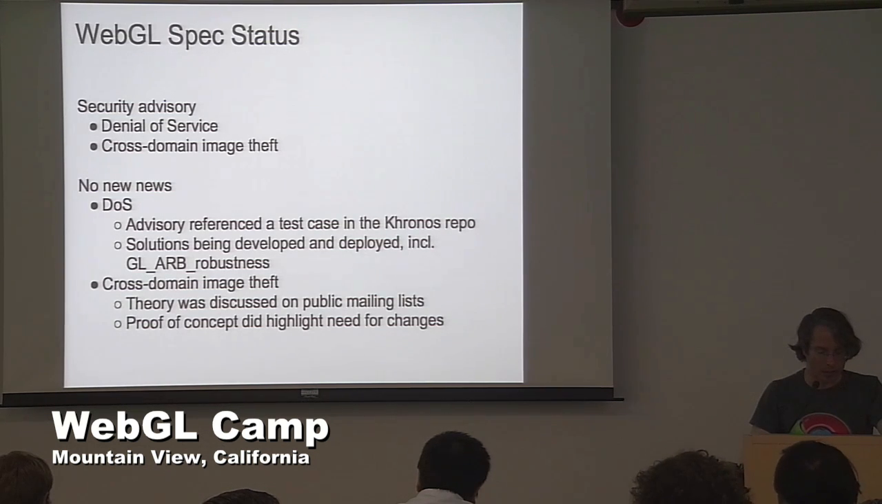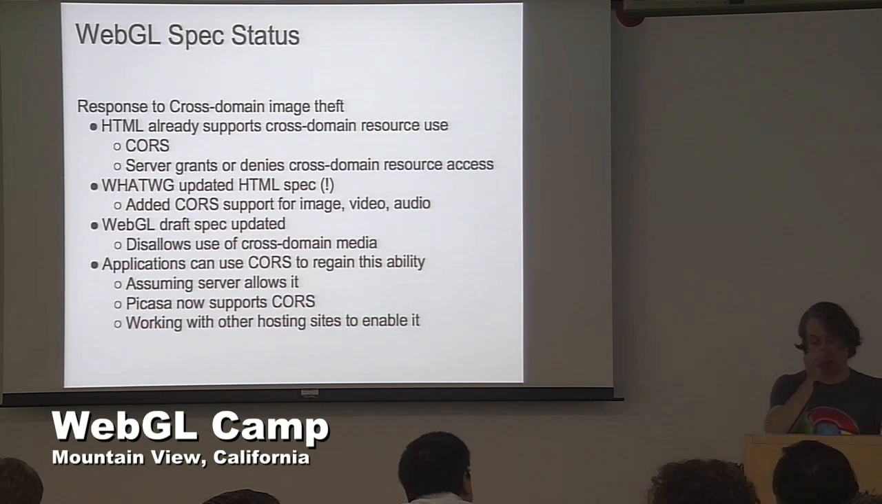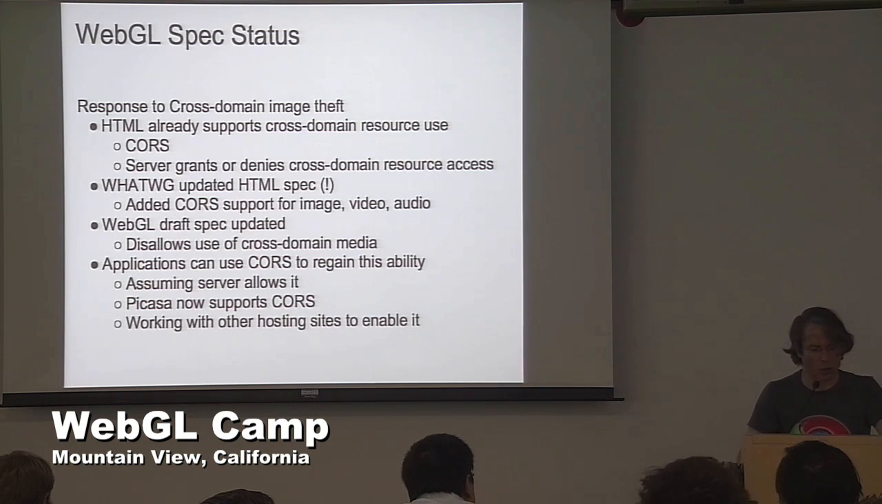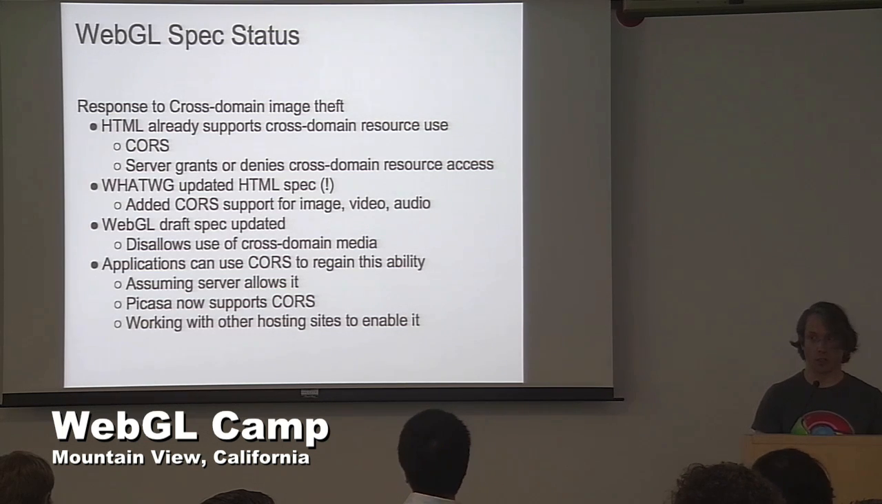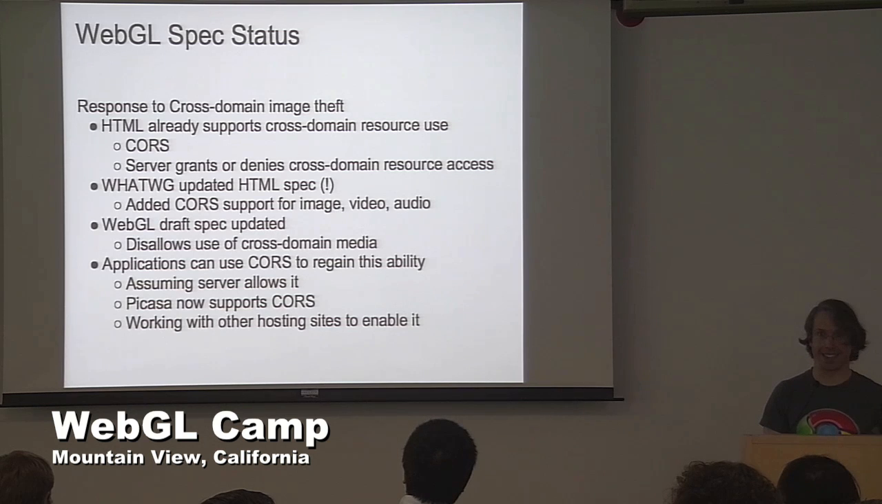So the proof of concept that team created did highlight the need for some changes. So what were the responses to the issues? The response to the cross-domain image theft is that the HTML spec already supports cross-domain resource use. There's a spec called CORS, cross-origin resource sharing, I think. Basically the idea is that the web server decides whether or not the client is allowed to use the resource in a cross-domain way. What was done, specifically in response to this issue, on request of the WebGL working group, was that the WHATWG, which is the steward of the HTML spec at this point, actually updated the HTML spec in like a day, once we had said, all right, look, here's this issue. They added CORS support for the image tag, for the video tag, and the audio tag.